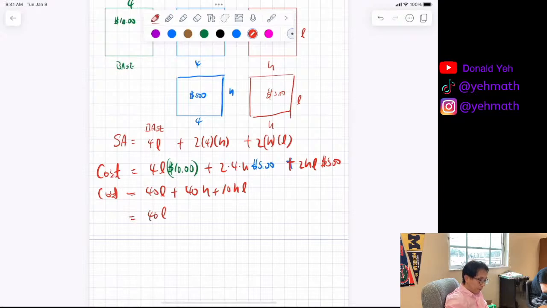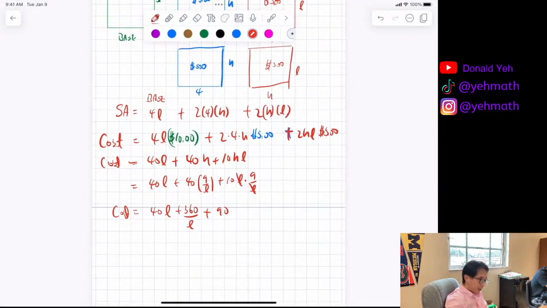So it'll be 40L plus 40H. H is going to be 9 over L, plus 10L times H. H is going to be 9 over L again. What happened, nice thing is this L cancels out. And that's going to be 40L plus 360 over L plus 90. So now I can take a derivative of that. C prime is 40 minus 360 over L squared plus 0.